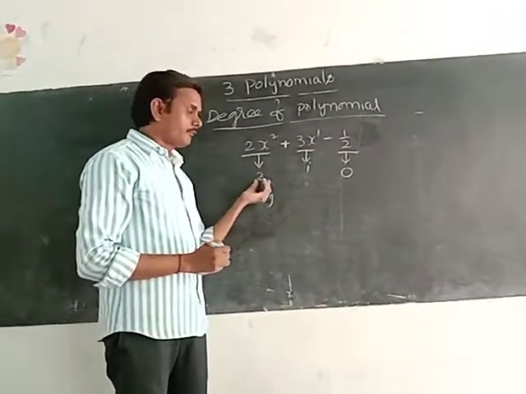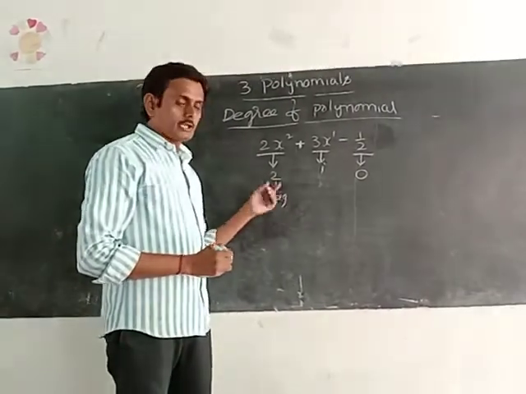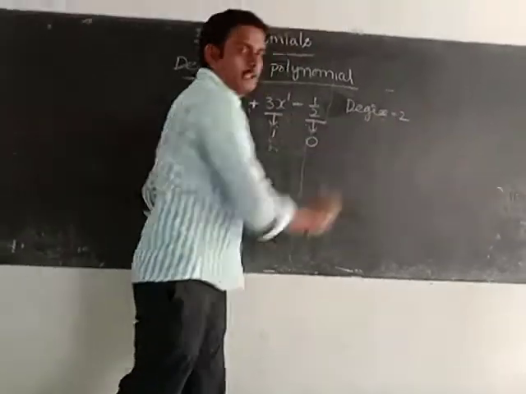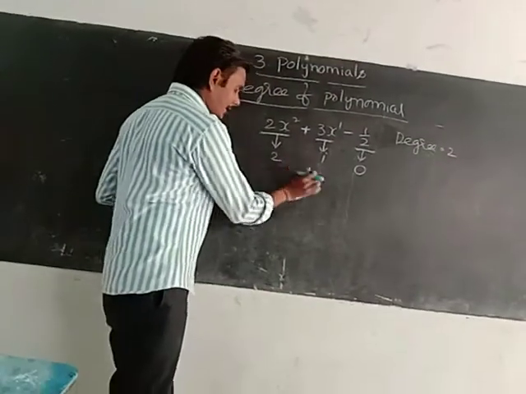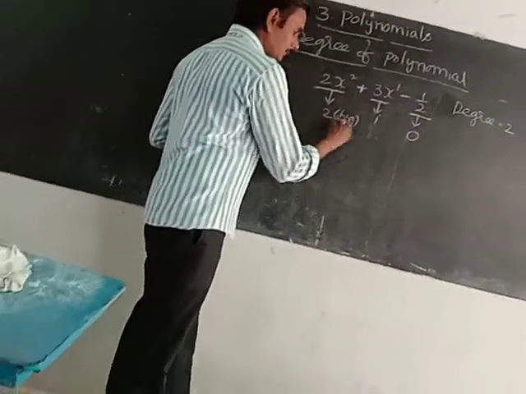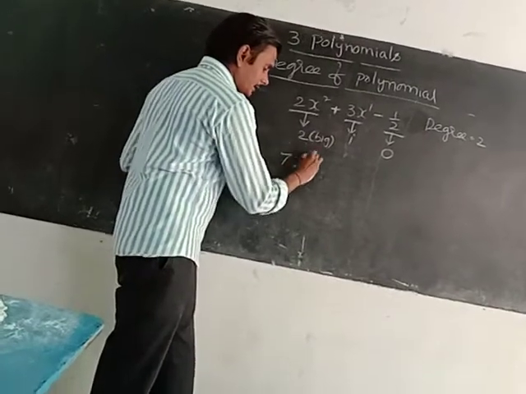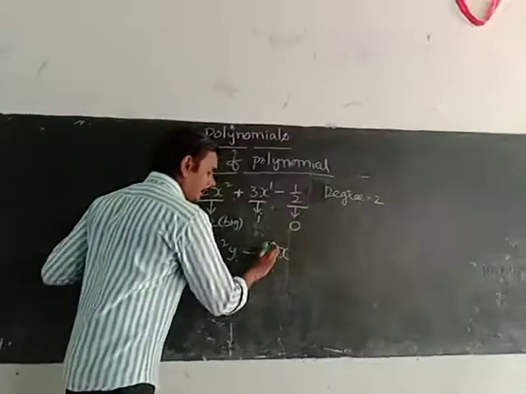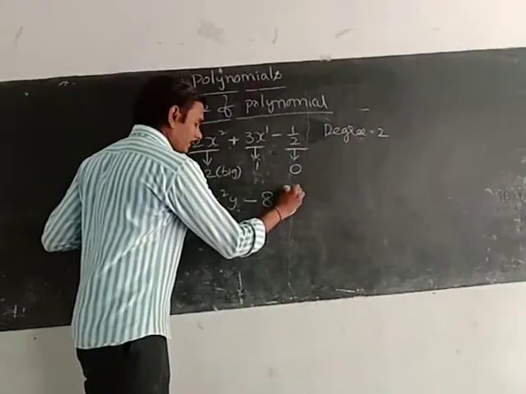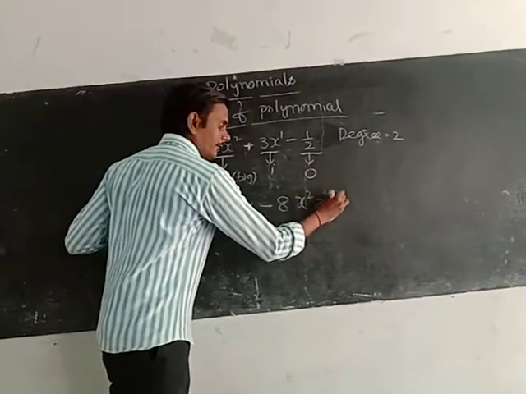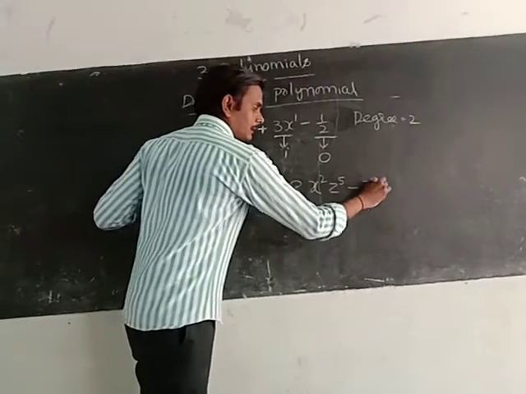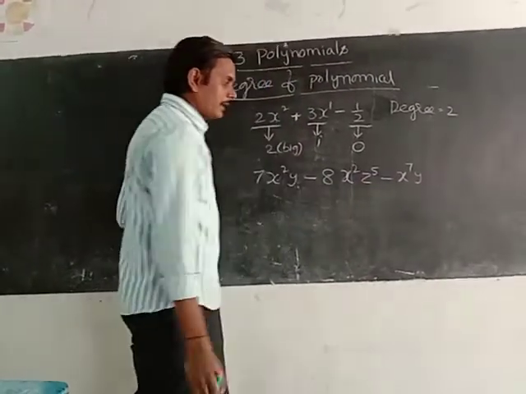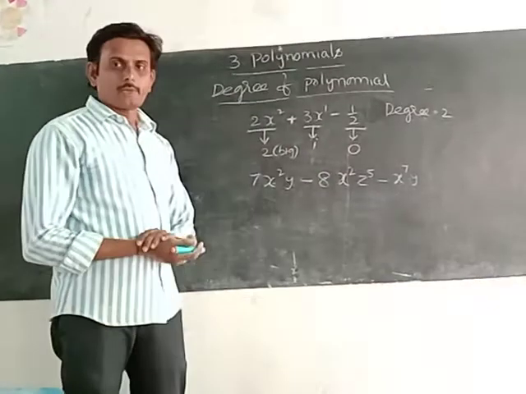In these 3, 2 is the big number. So we can say degree is 2. One more example we will learn. 7x square y minus 8x power 2 z power 5 minus x power 7 y. Like this I have given some expression.